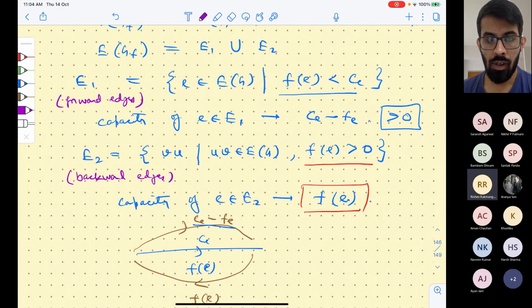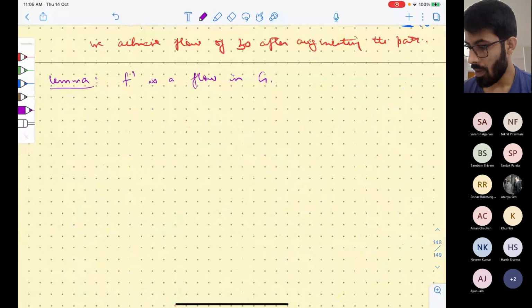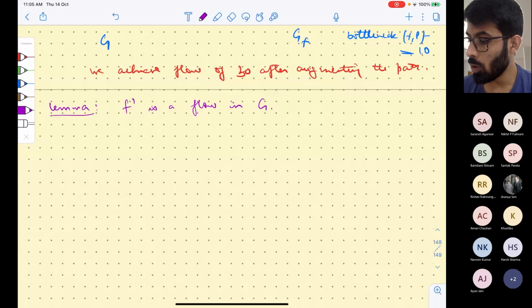Sir, in that we only consider the path in which we are considering the new flow, for example. You can do that, but I'm just telling you a bad bound for now because it will not matter. This is not going to be the bottleneck. Okay, sir. Okay, good. So we need to show that f prime is a flow in G.